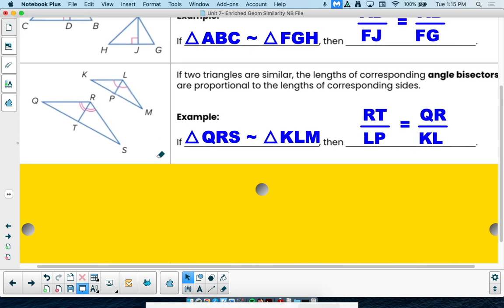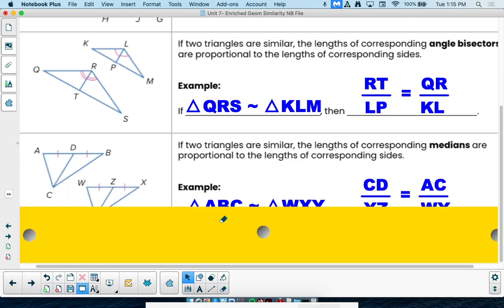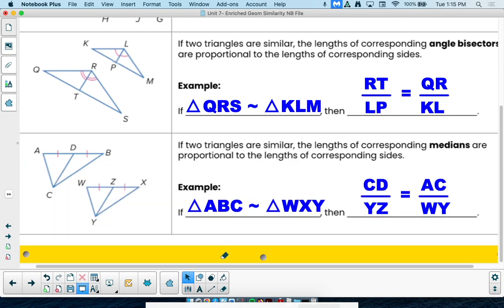All right, folks, last one here is our medians. Same thing. If we have two similar triangles, then their medians are proportional to two matching side lengths.